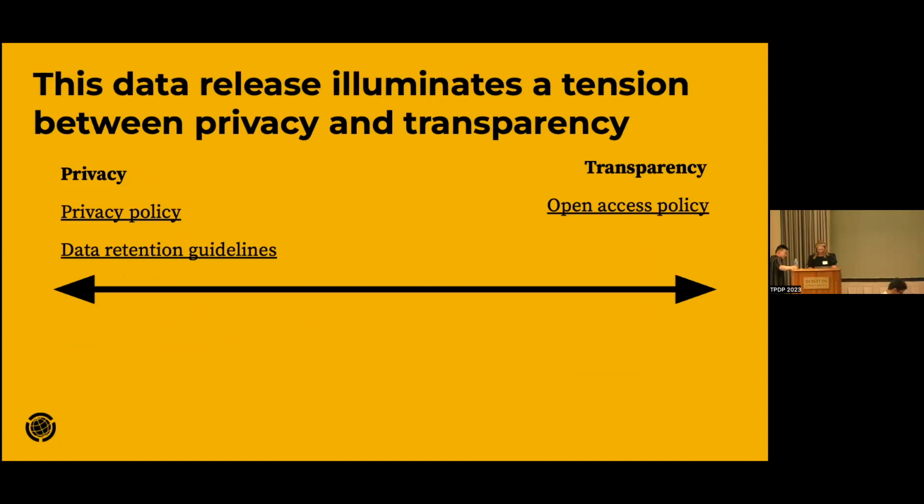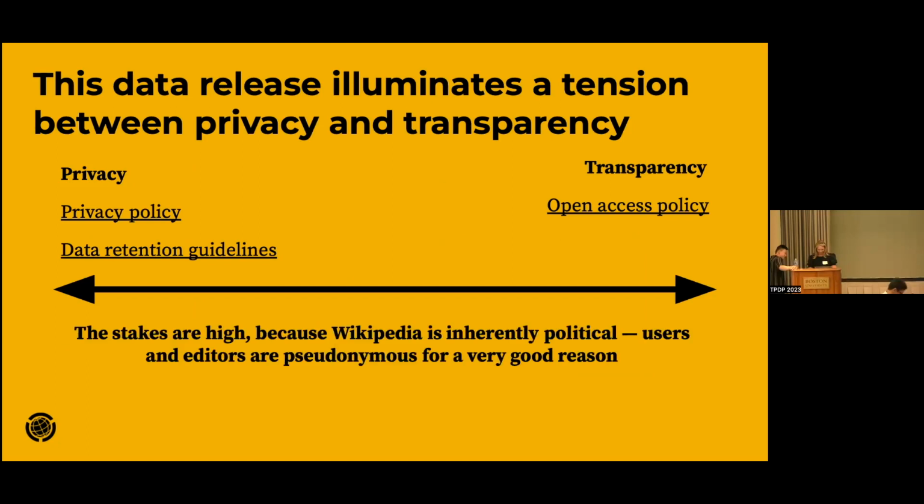And this data release illuminates a tension that we have between privacy on one side and transparency on the other, characterized by these 3 policies. And the stakes are high here because Wikipedia is an inherently political project. Oftentimes, users and editors might be editing sensitive information, sensitive pages, medical information, political stuff, and they're pseudonymous for a very good reason. And because there's this tension, differential privacy could be useful. That was our hypothesis for this whole project.